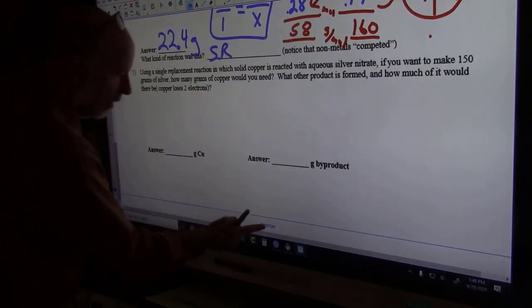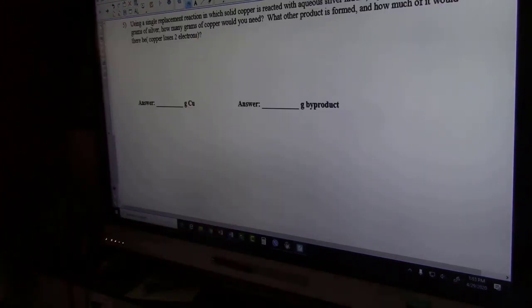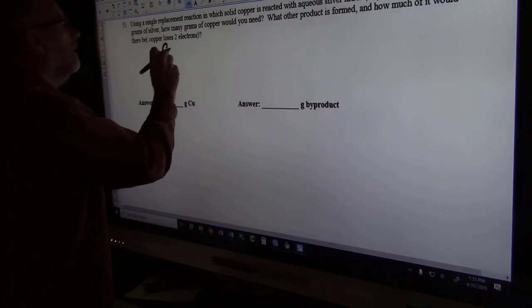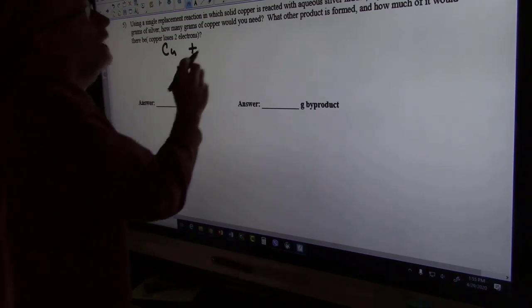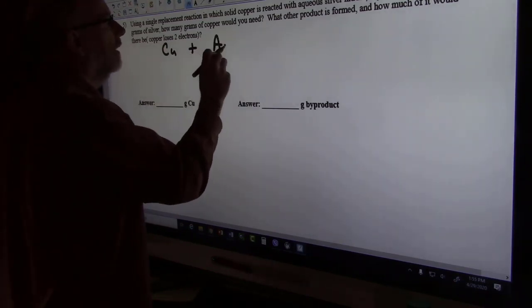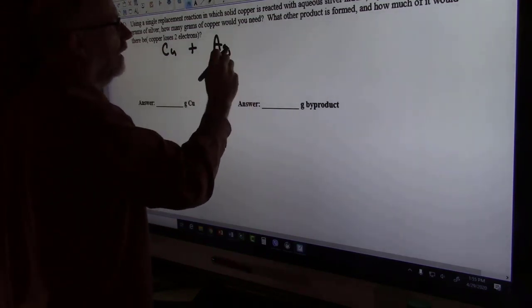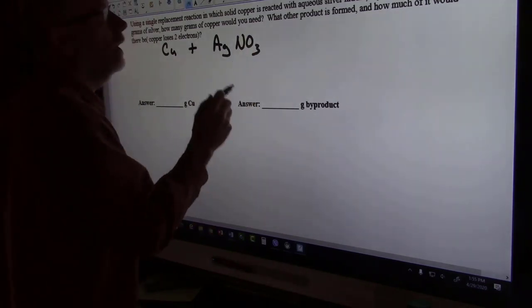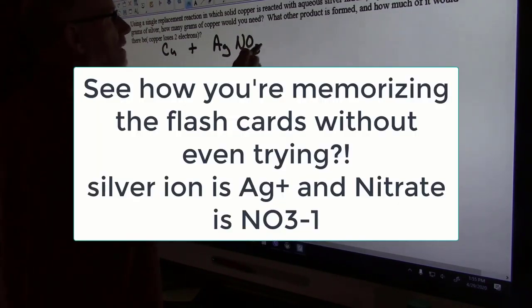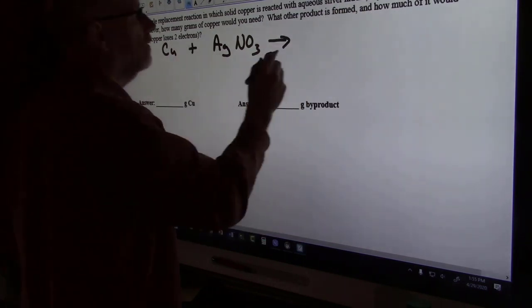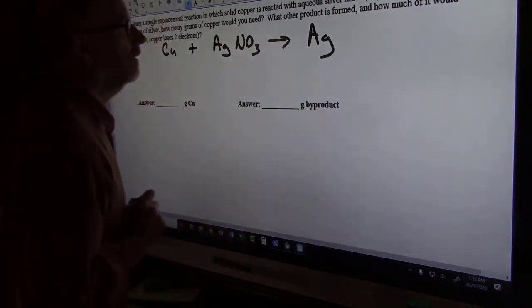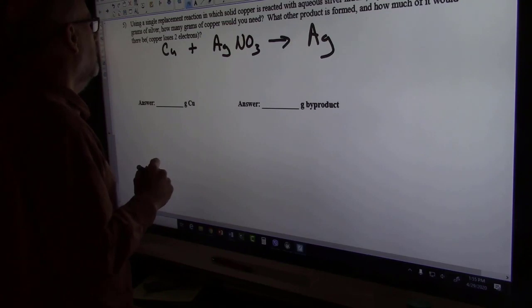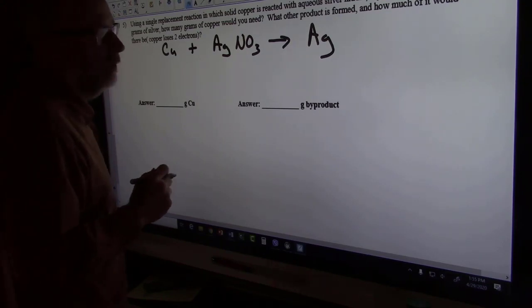Alright, next problem. Using a single replacement reaction in which solid copper, Cu, is reacted with aqueous silver nitrate, Ag gets a +1, nitrate, NO3, -1, AQ, aqueous. And you're going to make some silver. If you want to make 150 grams of silver, Ag, how many grams of copper would you need? What other product is formed and how much of it would there be? Hint, copper loses 2 electrons.